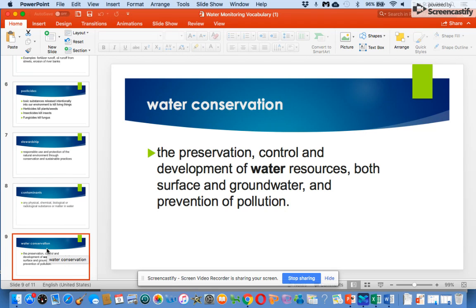Okay. Water conservation, that's the preservation, that means keeping, control, and development of water resources, both on the surface in our rivers, lakes, and streams, and then under the ground. It also helps prevent pollution. Water conservation. Conservation means you want to save it.